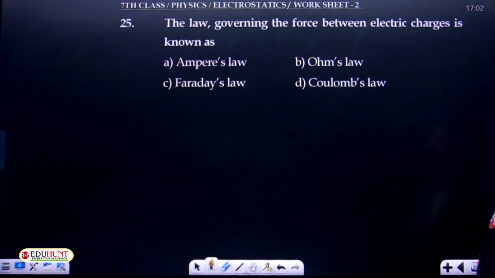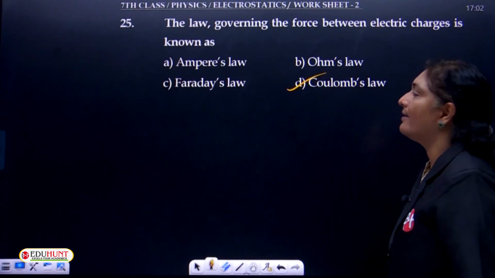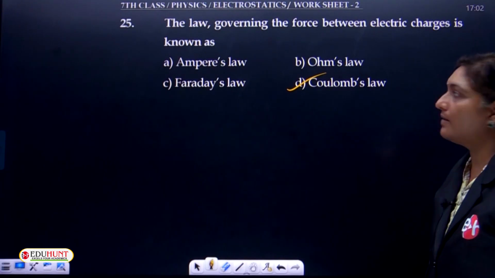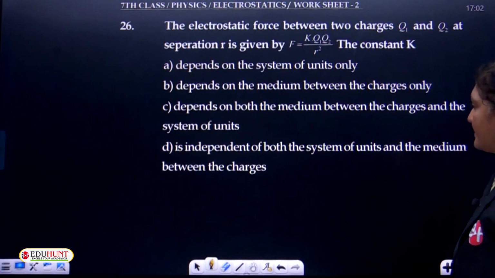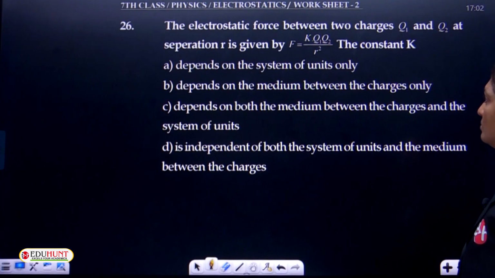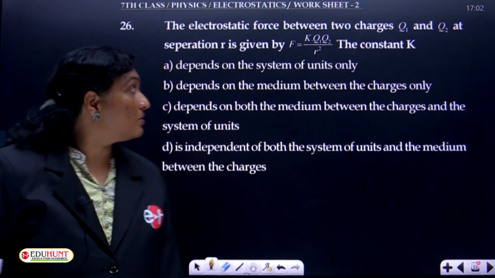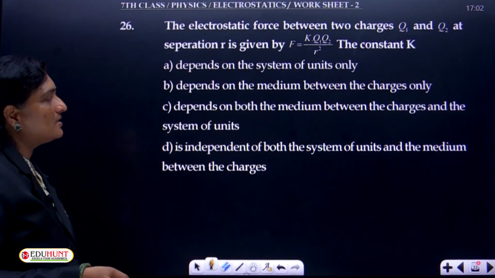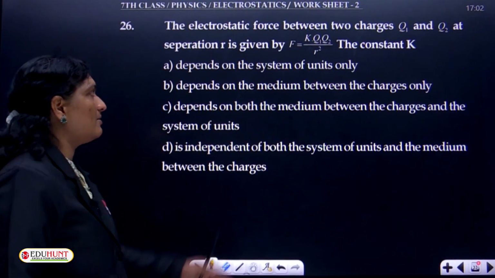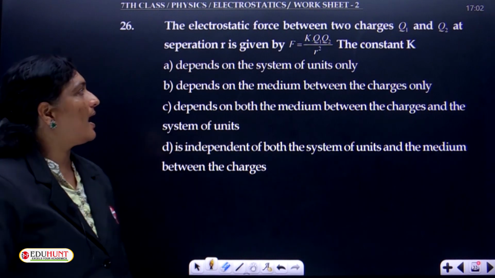Now, moving to the 25th, the law governing the force between electric charges is known as. What is that law, children? Just now we have discussed. It is Coulomb's law. It governs the forces between the electric charges. Now moving to the next one, that is the 26th question. It was given that the electrostatic force between 2 charges Q1 and Q2 at separation R is given by F equals K Q1 Q2 by R square.